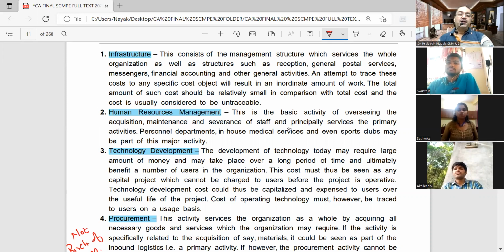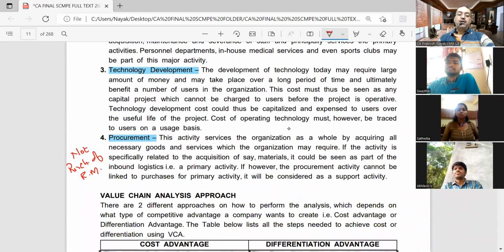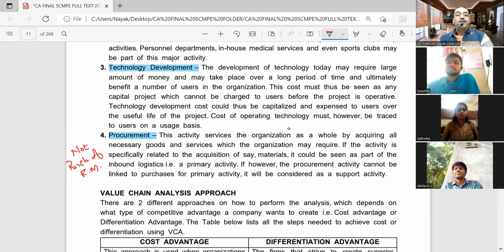Third is technological development. Development of technology, meaning how much you are investing in the IT sector, how much automation there is. Are you trying to convert all your manual systems into IT systems? That will speed up the process of production, your administration process, your marketing process. So what is the importance of technology to your business?